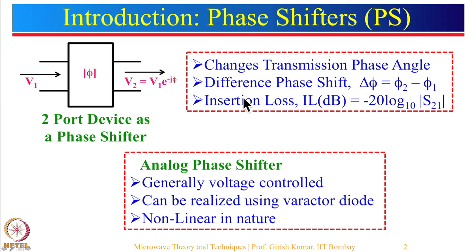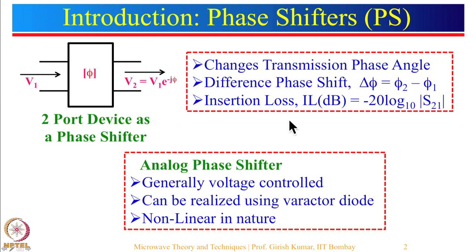However, the way it is realized, it changes the transmission phase angle, so it is the difference between the 2 transmission stages. That means in one stage, let us say we have V1 angle phi 1, and in the second stage we have V1 angle phi 2, then the phase difference will be delta phi, which is phi 2 minus phi 1. Now, these phase shifters are defined by their insertion loss, which is nothing but minus 20 log S21, where this is port 1 and this is port 2.